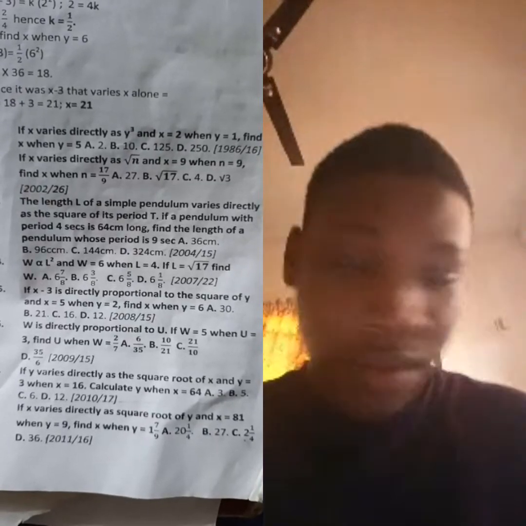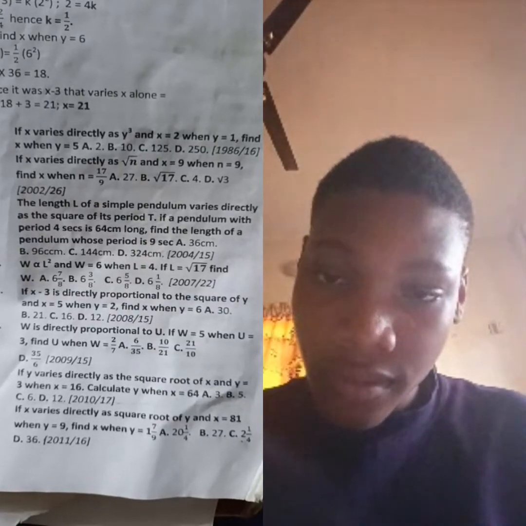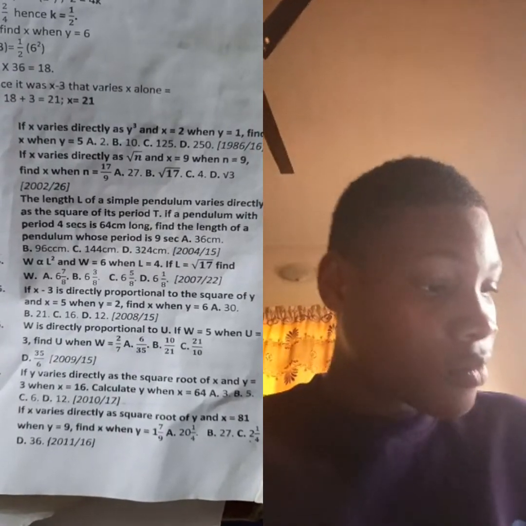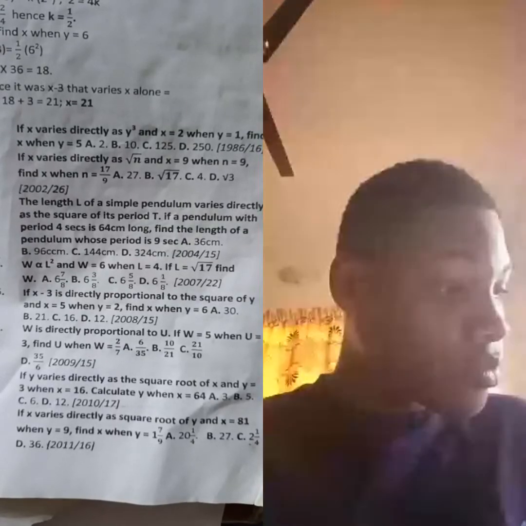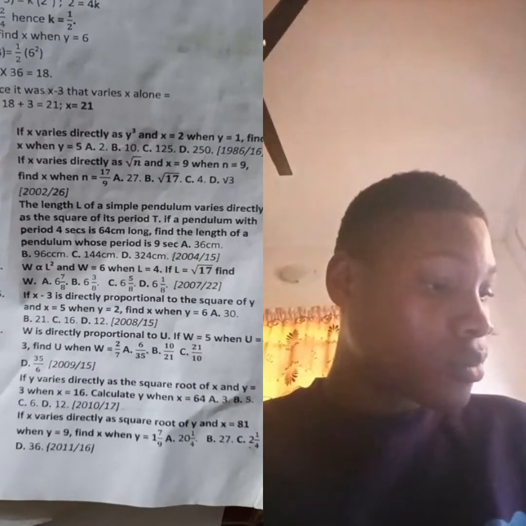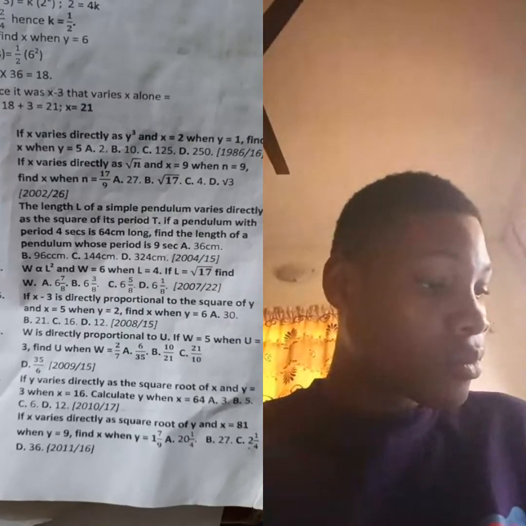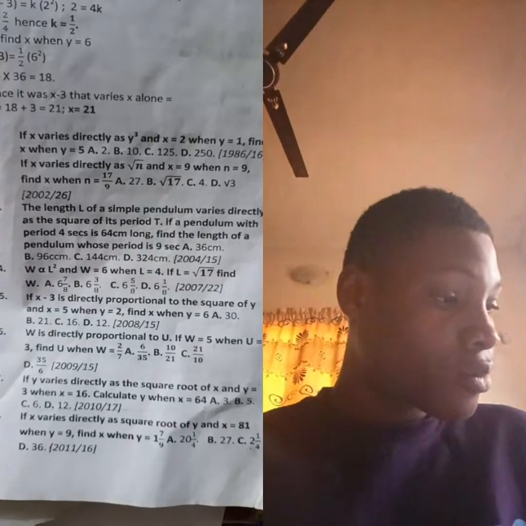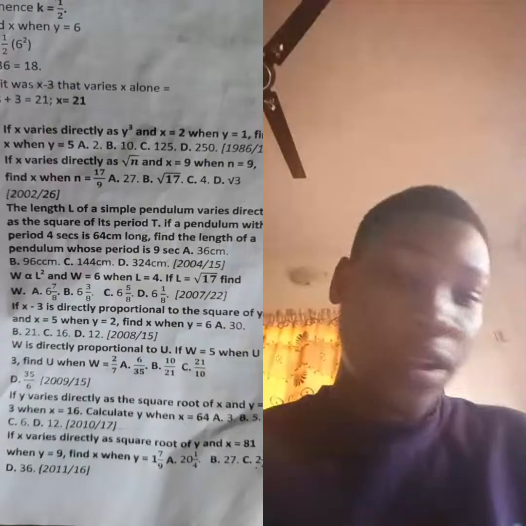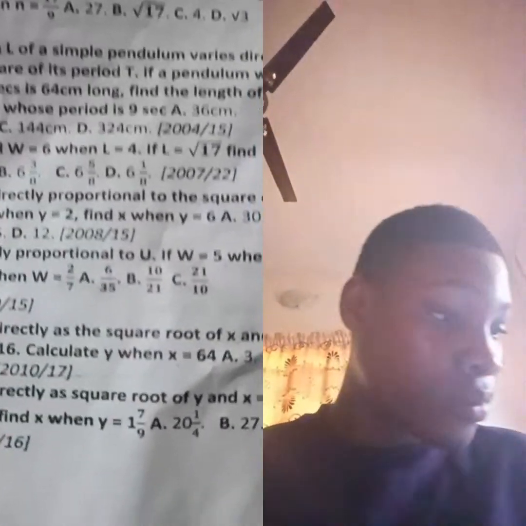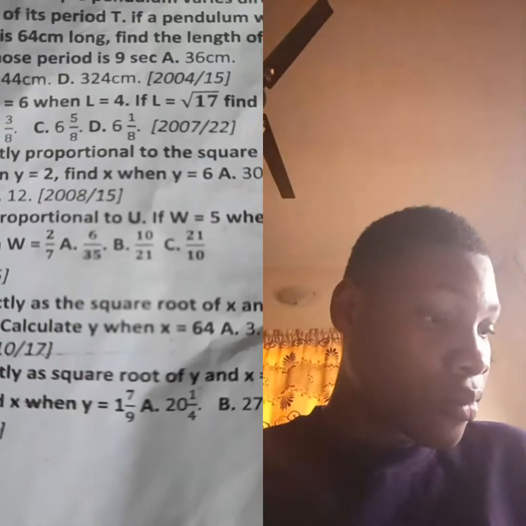Yes, I'm seeing. If x varies directly as square root of y, and x equal to 81 when y equal to 9, find x when y equal to one whole number 7/9.